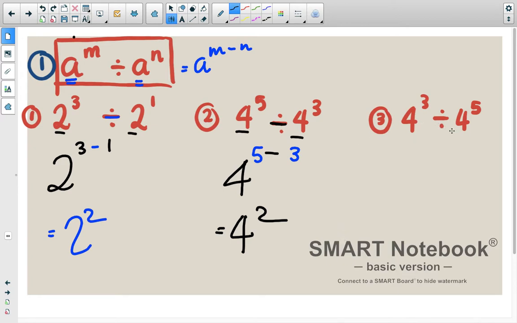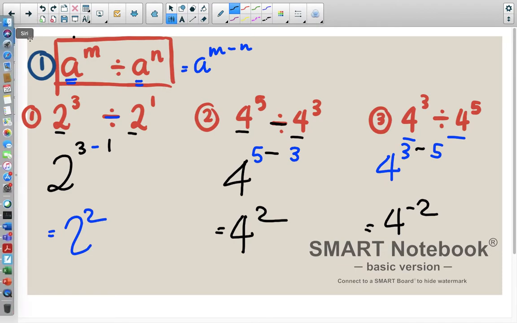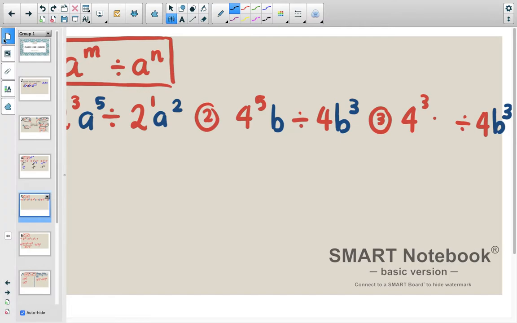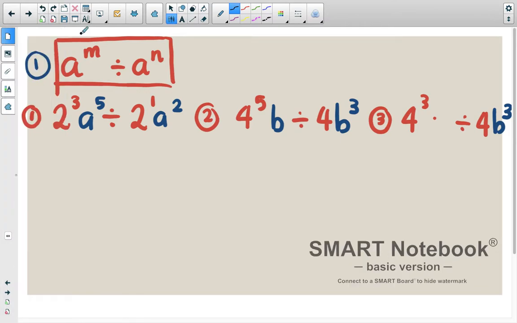Okay. What about this one? Diterbalikkan sahaja. So 4, base dia sama. So 3 dan 5 bahagi akan jadi tolak. And then dia akan jadi 4 to the power of minus 2. Okay, so far follow what I teach. Okay. So tadi hanya melibatkan algebra saja. Now let's check it out apabila dia melibatkan nombor juga.